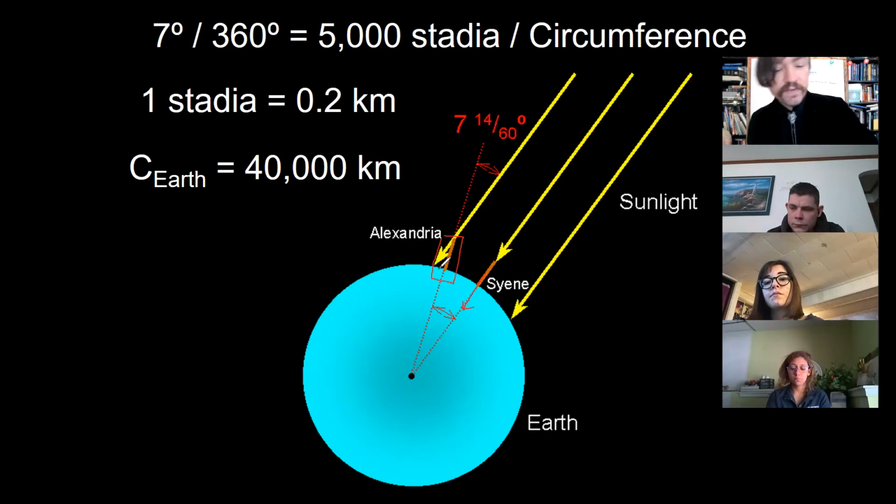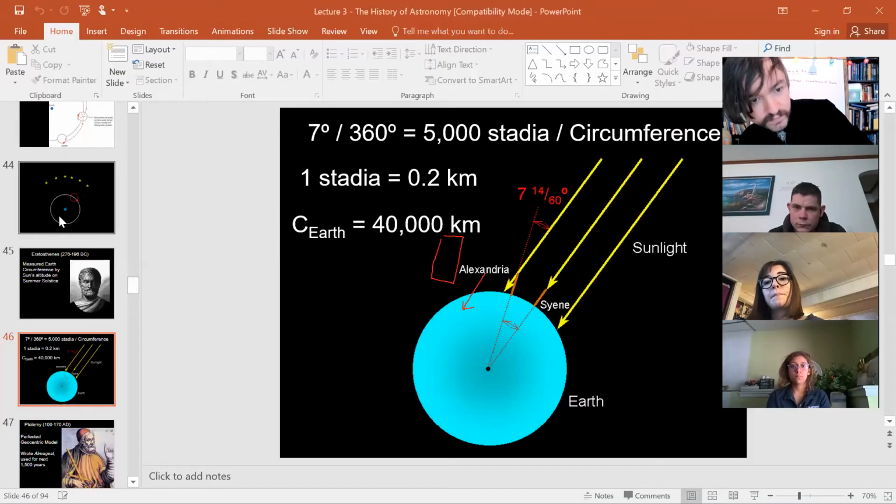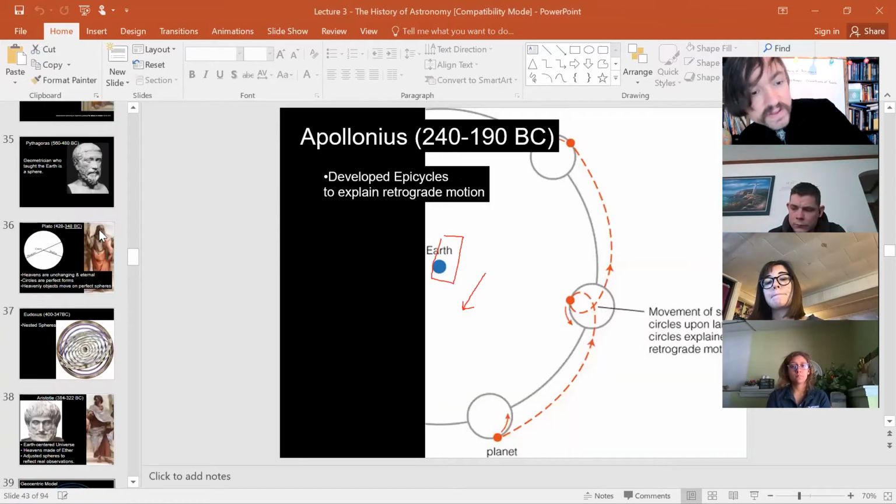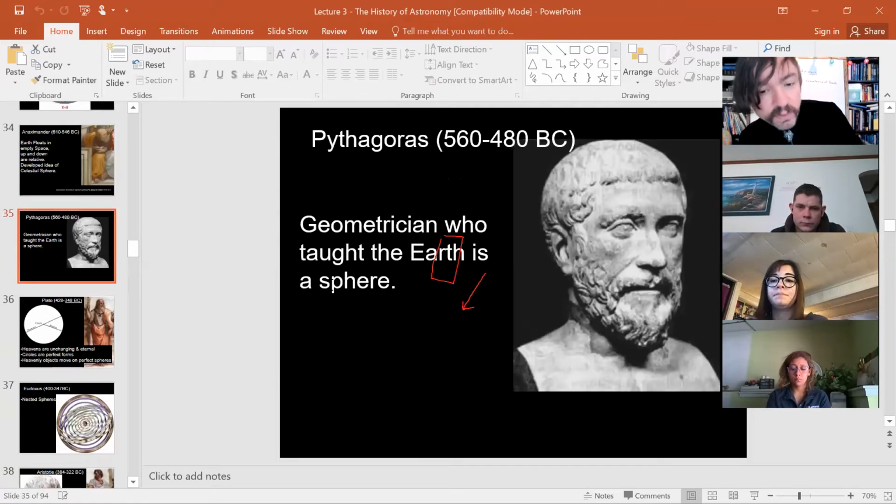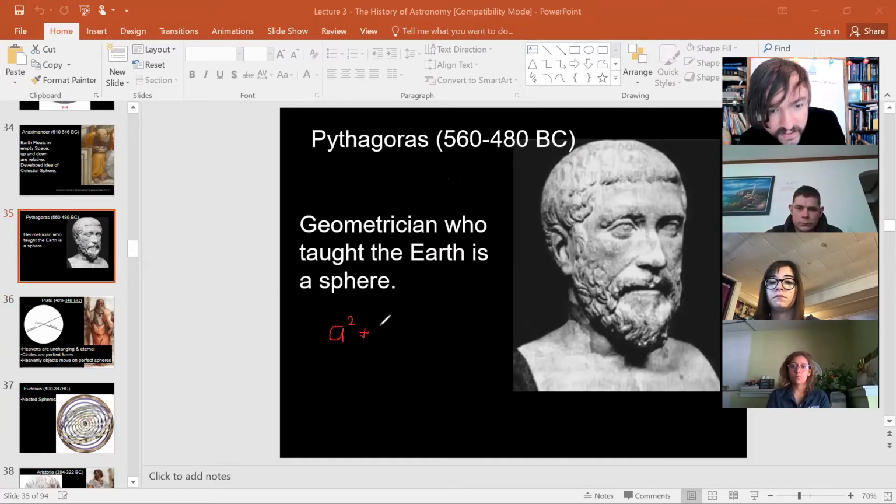Now, there were philosophers before him who had suggested Earth was round. Namely, Aristotle had argued it, but probably one of the first people that argued it was the ancient Greek astronomer Pythagoras. He's famous, of course, for his Pythagorean theorem, a squared plus b squared equals c squared. But he also did many other things besides that. For instance, it's recorded that he had taught his students that Earth was spherical in shape.